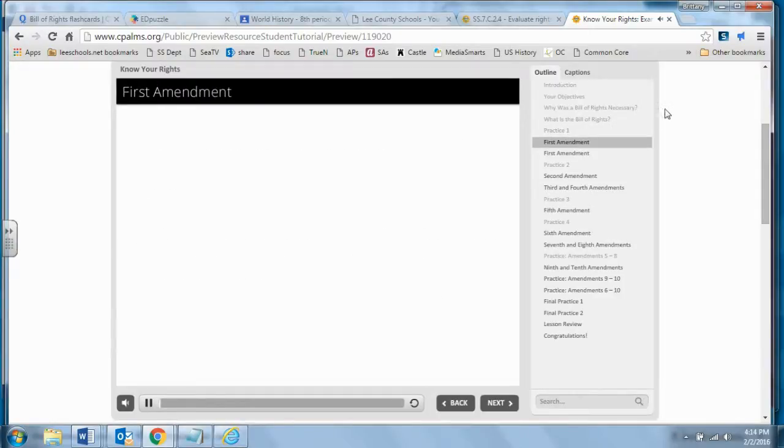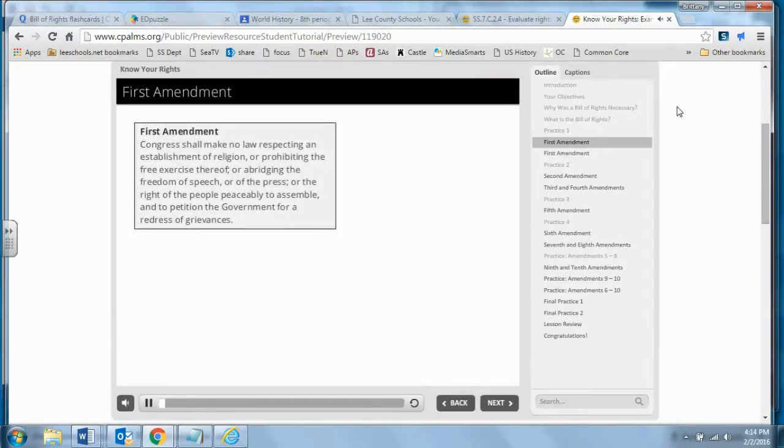We'll start, naturally, by looking at the First Amendment. This amendment guarantees some of the most important rights to all Americans. Here's the actual language from the Constitution. Congress shall make no law respecting an establishment of religion, or prohibiting the free exercise thereof, or abridging the freedom of speech, or of the press, or the right of the people peaceably to assemble, and to petition the government for a redress of grievances.